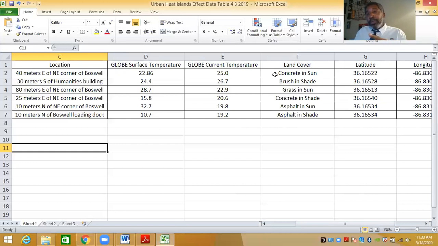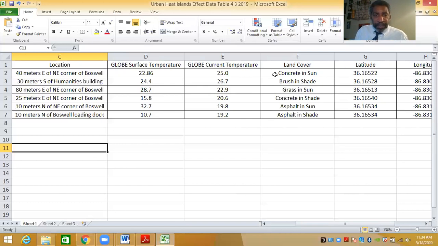And so because we had 30% cloud cover, it wasn't a cloudless day, all of those factors resulted in that concrete perhaps not heating up as fast as it ordinarily would. I'm going to come back to that. Let's look at our next surface.